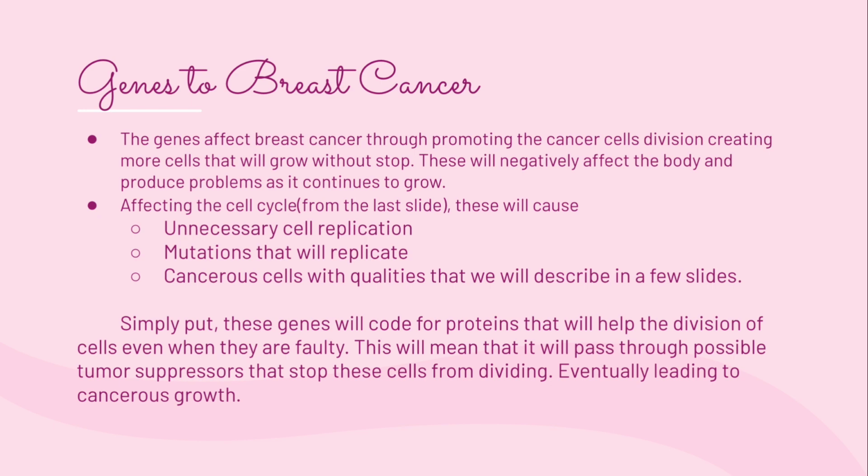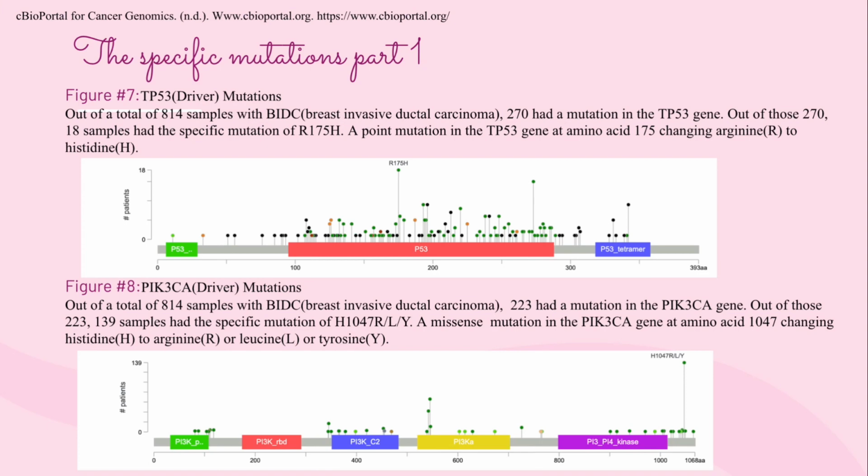We're going to talk about how normal cells and cancer cells are different in another slide. But to simply put everything in a few words, when these genes are mutated, they can't code for the proteins the right way to get the right function. So it will eventually affect the cell division process, making cancer cells that will just keep on replicating past the point that they're supposed to.